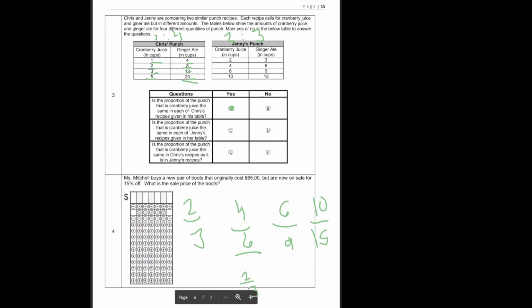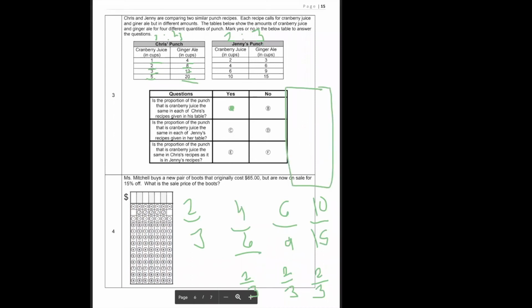6/9, 3 goes into both, you get 2/3. Okay, that one works too. And then 10/15, 5 goes into both, you get 2/3 again. So it works again. So that means that she's still putting in the same amount for each thing. And for you to kind of visualize it, it's like she has this big cup, just so you guys can understand how it's working.